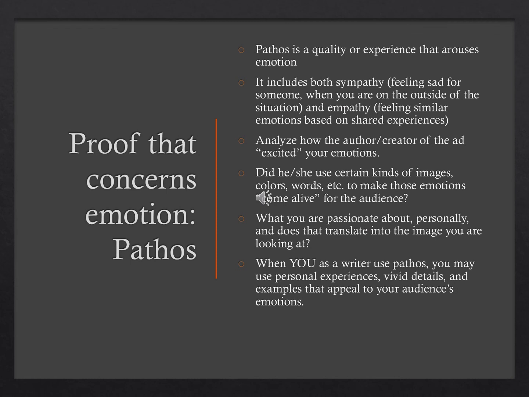And finally, we have the third part of the rhetorical triangle, and that is proof that concerns emotion, called pathos. Pathos, or pathos, whichever way you want to pronounce it, is a quality or experience that arouses emotion. It includes both sympathy, which of course means feeling sad or compassion for someone when you are on the outside of the situation, and empathy, feeling similar emotions based on shared experiences.